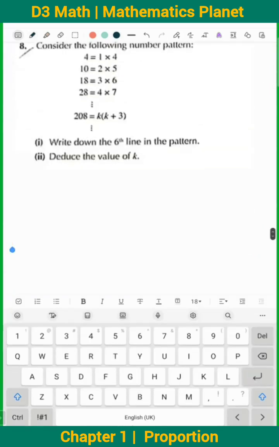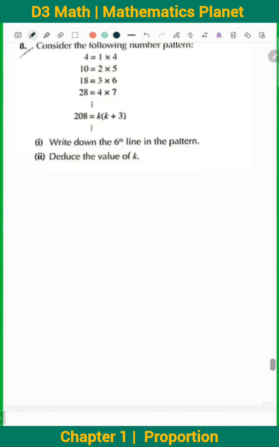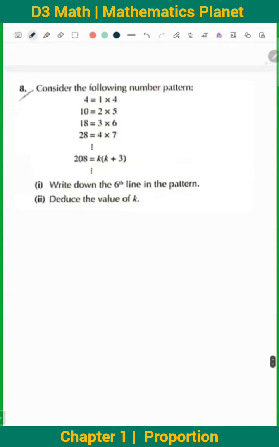Okay. So 4 is 1 times 4, 10 is 2 times 5, 18 is 3 times 6, 28 is 4 times 7. So the nth term is k into k plus 3. Write the 6th line. Okay, this is 1, 2, 3, 4. What will be the 5th line?